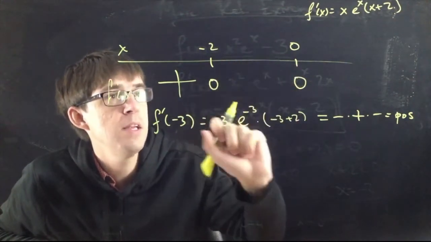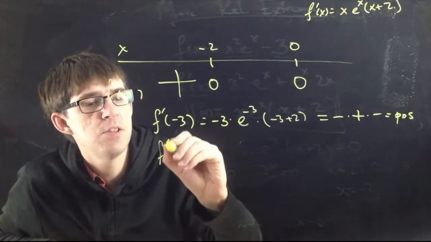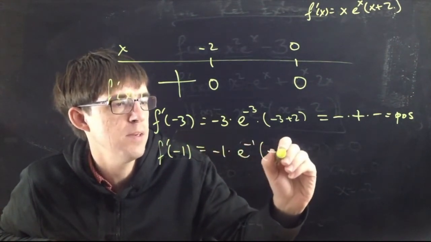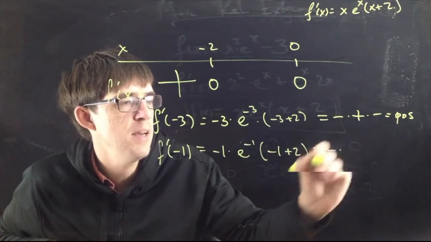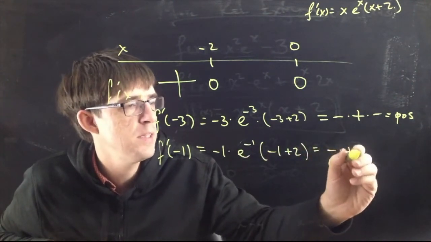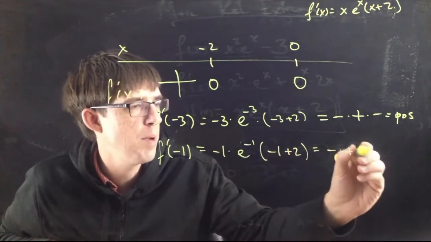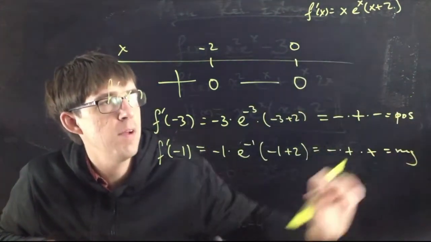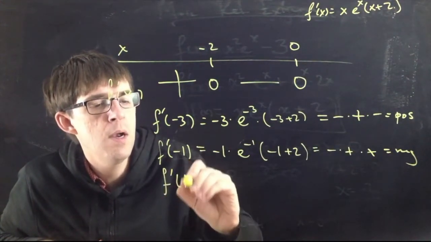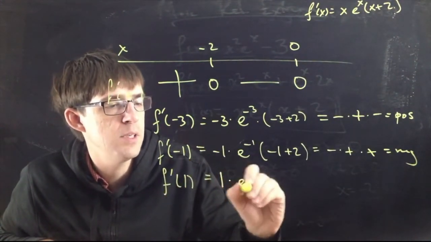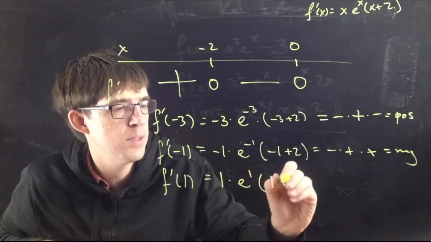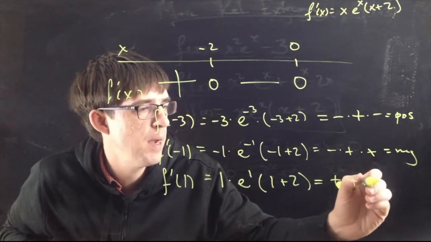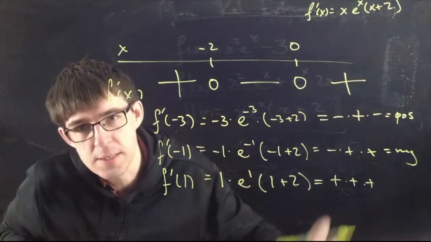Let's do in this range your favorite number between 0 and -2. I think it's -1. So -1 times e to the -1 times -1 plus 2. This is negative. E to any power is always positive. And then -1 plus 2 is positive. So the answer here is negative. All right. And finally, your favorite number greater than 0. I use 1. I get 1 times e to the 1 times 1 plus 2. These are all positive. Positive, positive, positive. Makes this positive.